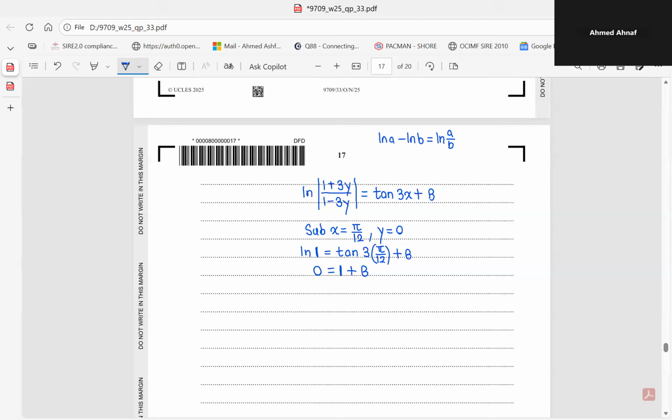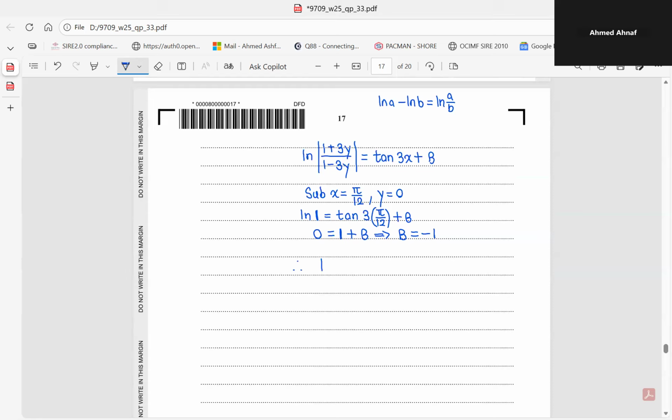Well, actually, let me check. Yeah, tangent of pi over 4, tangent of pi divided by 4, yes, 1. So b, we would get -1. So hence we can rewrite, so we get our full expression as such.